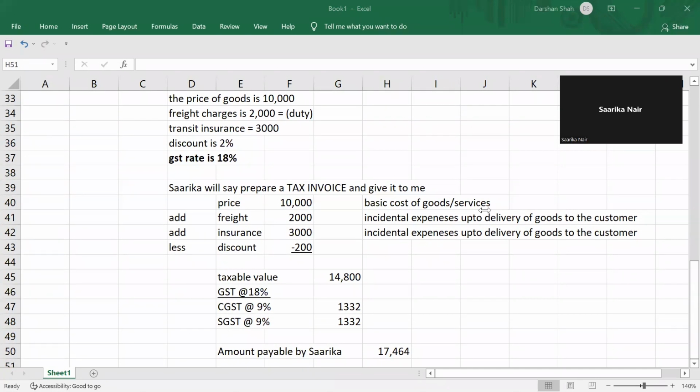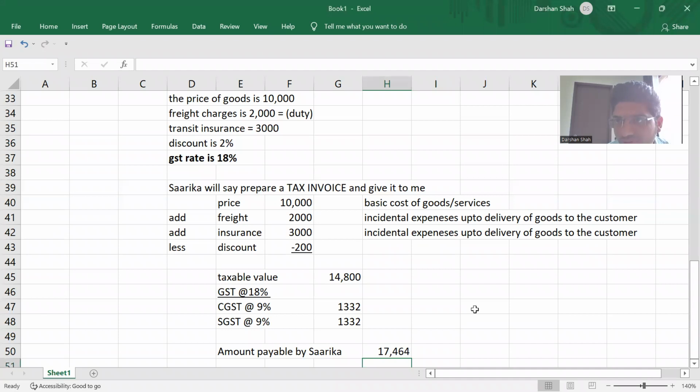Okay, so what all are we including? What is the concept? We will include the basic cost of goods or services, and also all incidental expenses up to the delivery of goods to the customer. After delivery, we'll not include that in our tax invoice. We'll have to give a separate tax invoice for that. It will not be included in the current tax invoice, and it will not be included in the taxable value of goods.